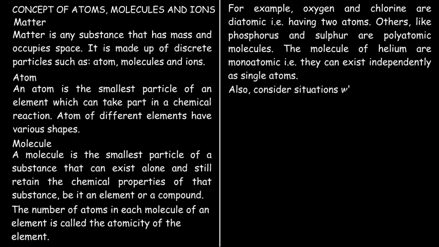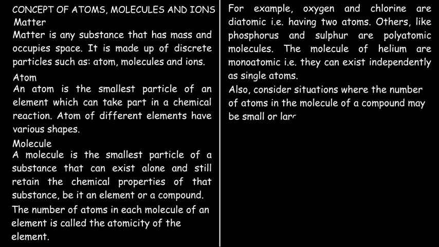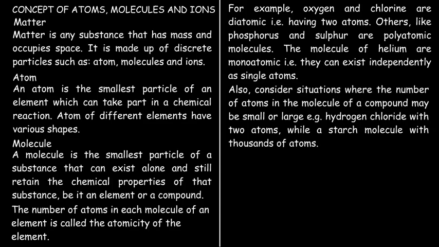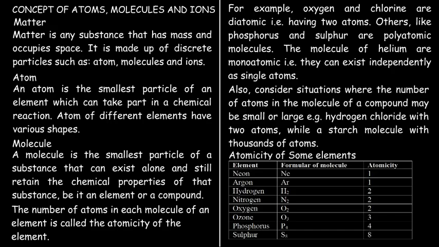Also, consider the situation where the number of atoms in the molecules of a compound may be small or large, e.g. hydrogen chloride with two atoms while a starch molecule has thousands of atoms. We have a table showing the atomicity of some elements. For neon the atomicity is 1, argon is 1, hydrogen is 2, nitrogen is 2, oxygen is 2, ozone is 3, phosphorus is 4 and sulfur is 8.